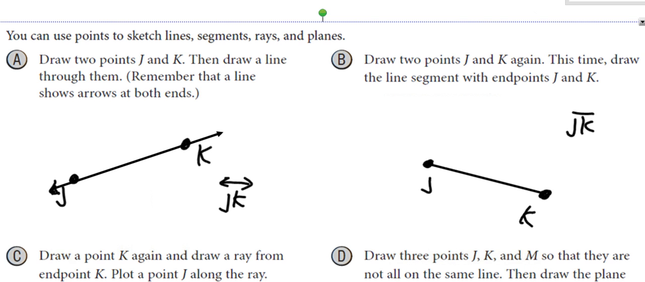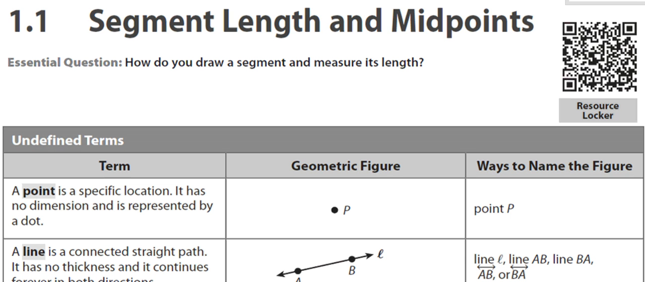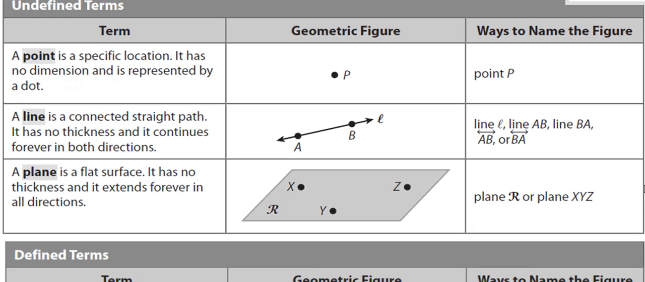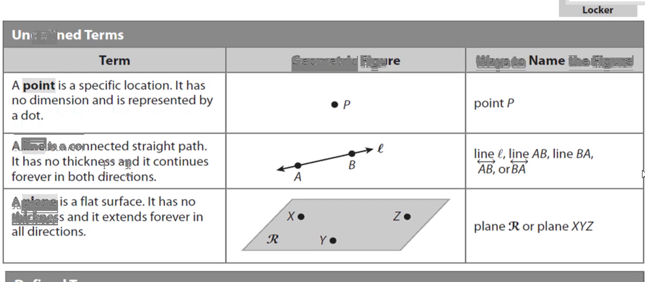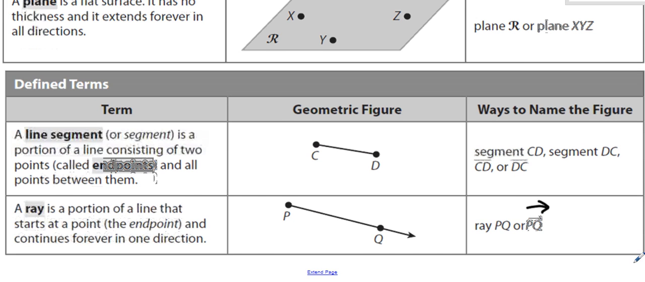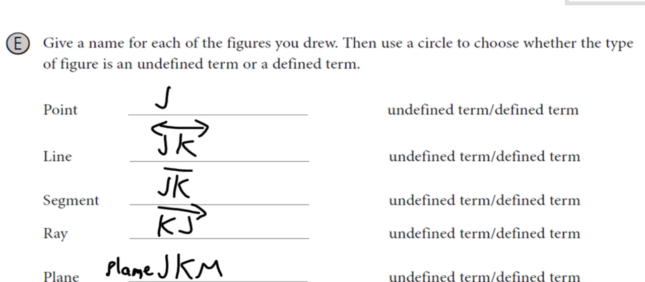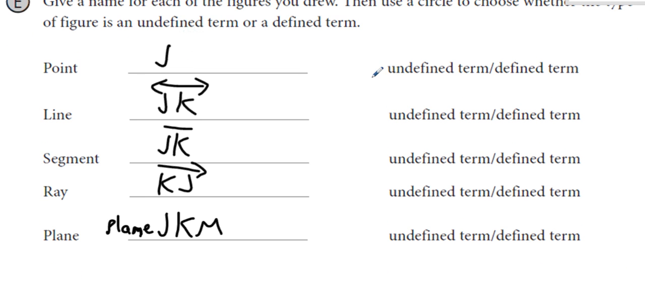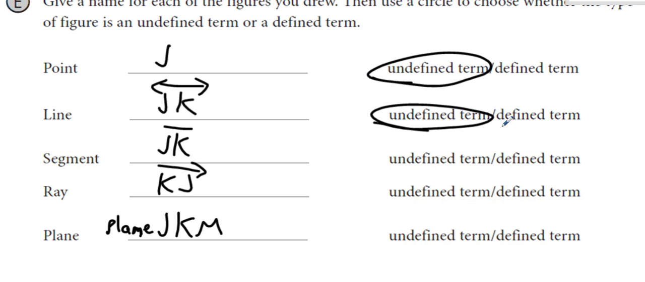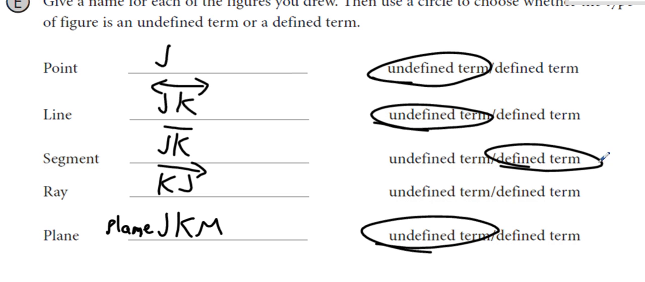And then if you go all the way back to the first thing that we wrote down, points, lines, and planes were all undefined. So point, undefined, line, undefined, planes are undefined. You just kind of have to know what they are. And then segments and rays are defined.